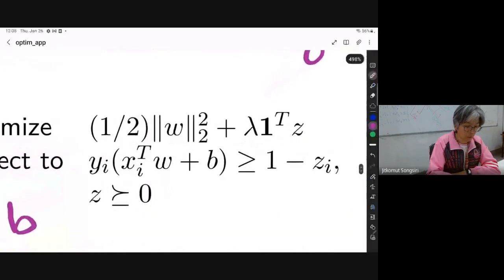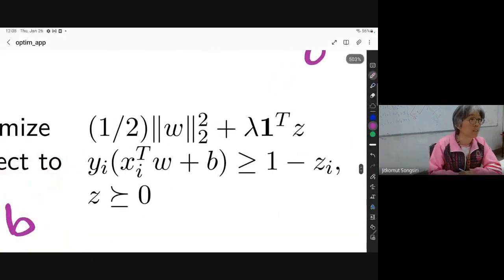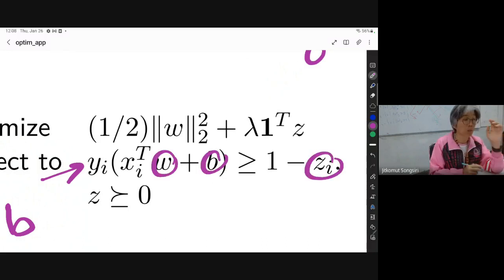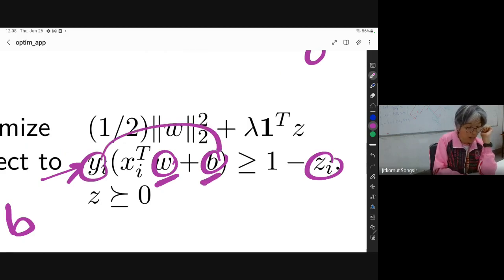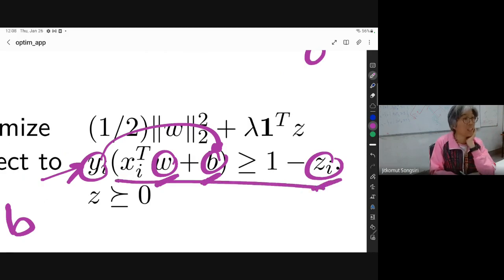Real quick, before we end the lecture, take a look at the constraint first. What kind of inequality constraint? The first one, you have to look at this as a function of variables. What kind of function? Affine, right? Because it looks linear in W. B is a constant term, like the constant term is actually yi times B, right? And this is linear in Z. So this is a linear inequality.